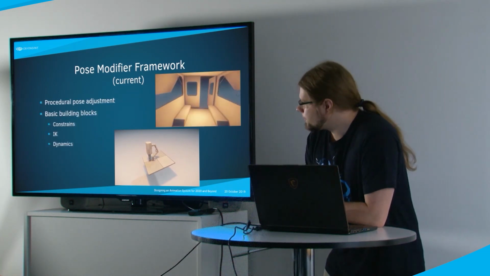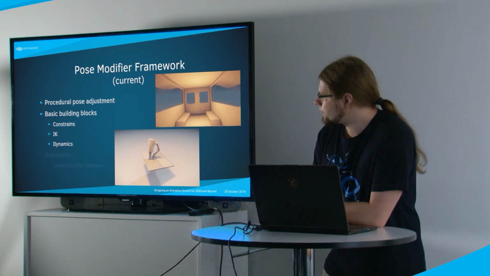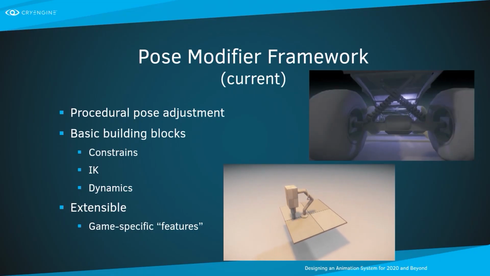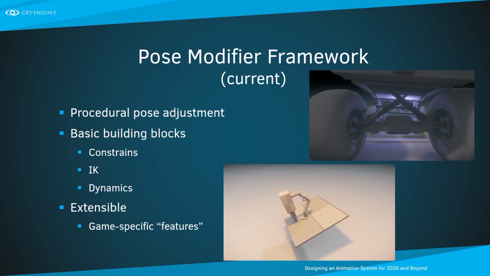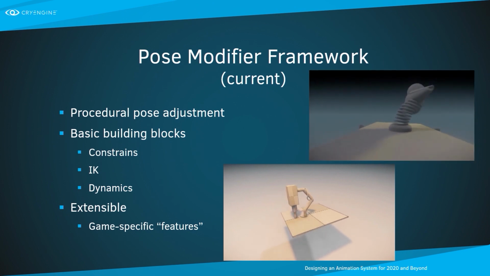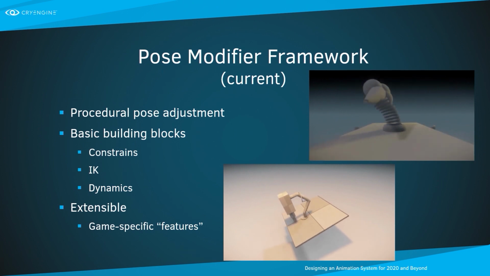We ship the engine with a bunch of building blocks like IK solver constraints and whatnot. Most of you who work with it are already familiar with it. But the cool thing about the pose modifier framework is that it's extensible through dependency injection. So for instance, game coders or third parties can extend it by implementing their own pose modifiers and provide them either through plugins or through game code. It's a very handy feature.